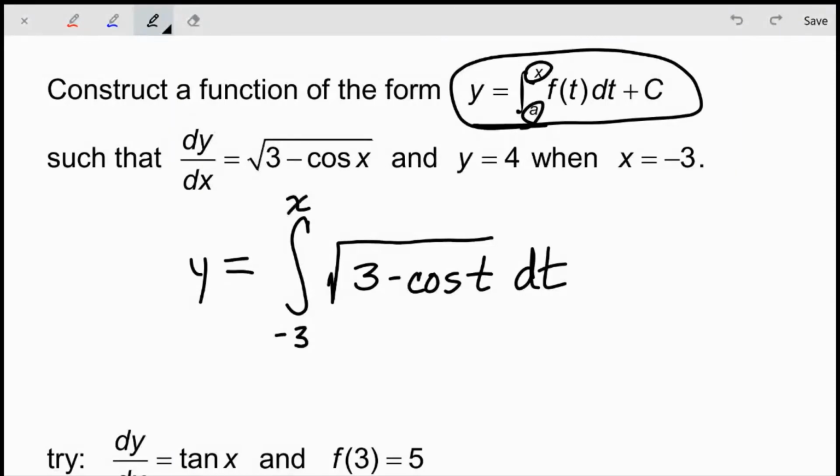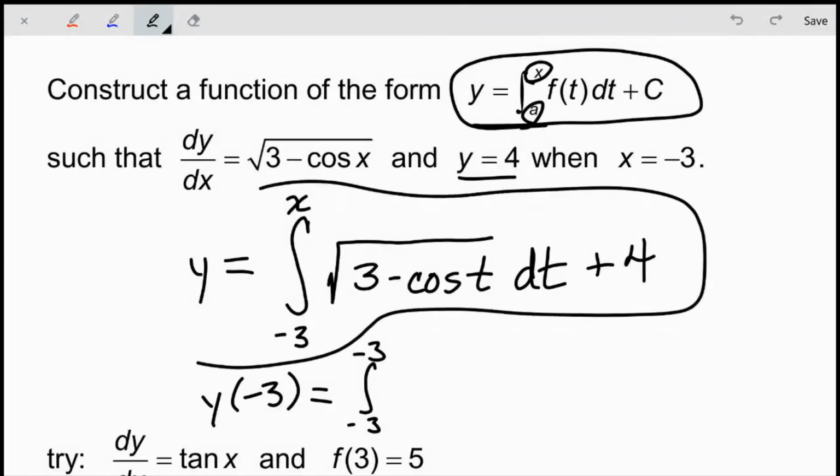Now, to get the function to go through the point y equals 4, let's think about what would happen here. If I plugged negative 3 into this function right now, if I did y of negative 3, I would end up with an integral that went from negative 3 to negative 3, which would give me an integral value of 0. And when negative 3 is plugged in, I need this function to go through a y value of 4. So in the end, this is what we end up with as our function defined by an integral.